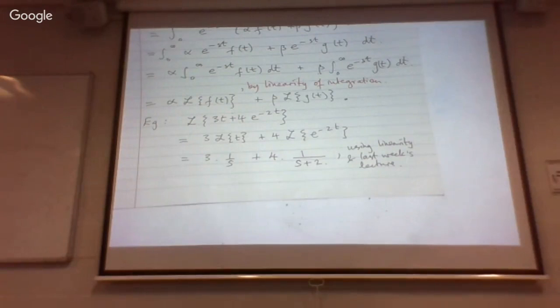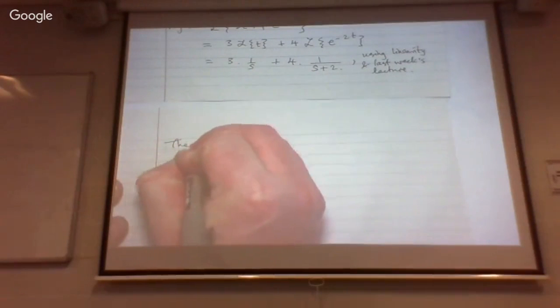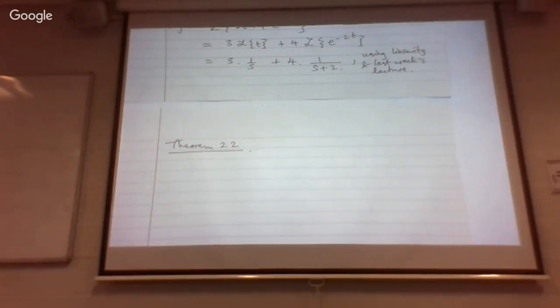Okay, the next property is theorem 2.2, which deals with differentiating the Laplace transform, or, as we'll find out, this is equivalent to multiplying the original function by t. So this is the property where you start to see some of the new or interesting structure of the Laplace transform, that operations you do on the original function turn into different operations on the level of the transform.